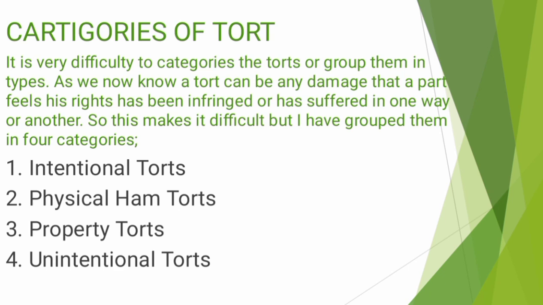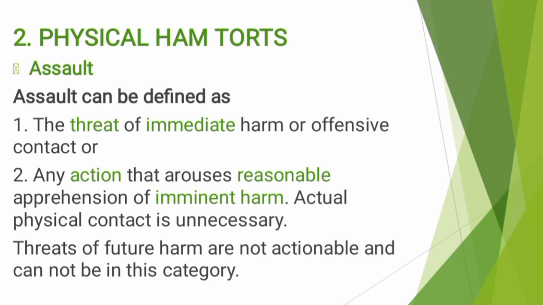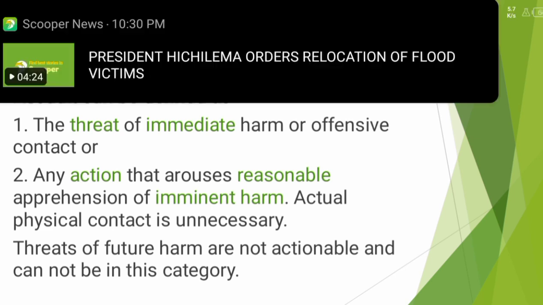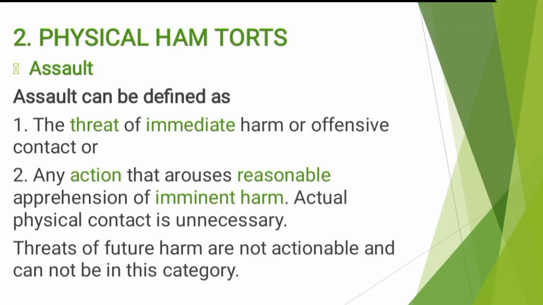torts. So now we are going to look at physical harm torts. When we talk about physical harm torts, we are talking about the torts or the wrongs that cause physical harm on a person. The category that we are going to look at is assault. Assault can be defined as the threat of immediate harm or offensive contact. So any offensive contact on the person can be categorized in a physical harm tort, whereby, for example, you come and you push a person, it can be categorized in that.